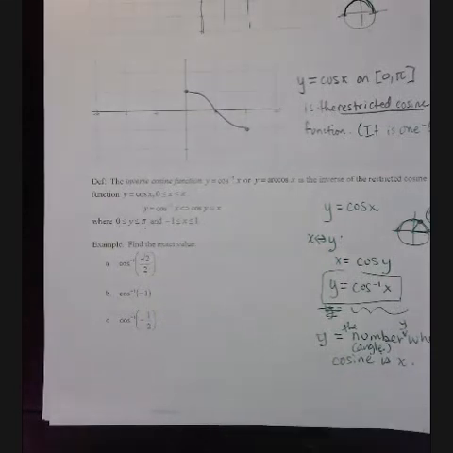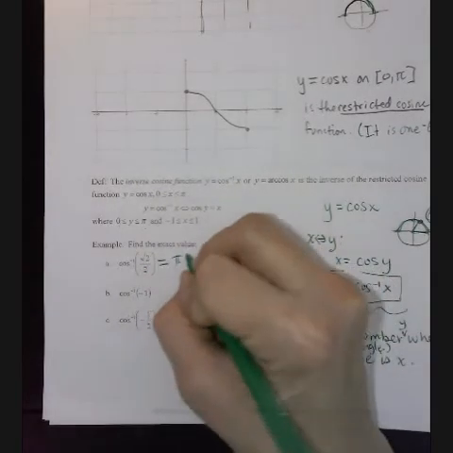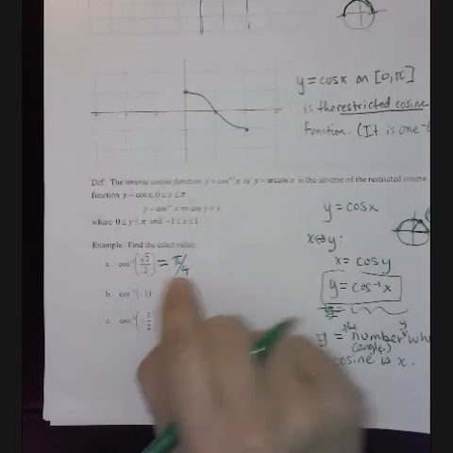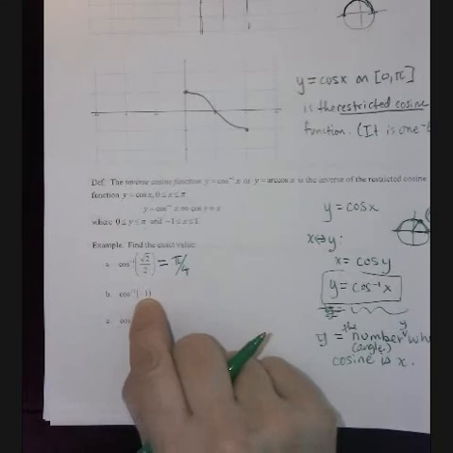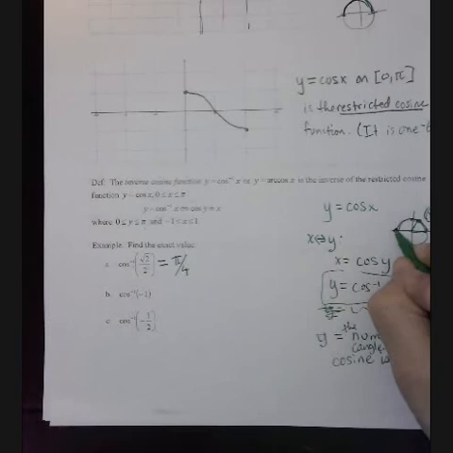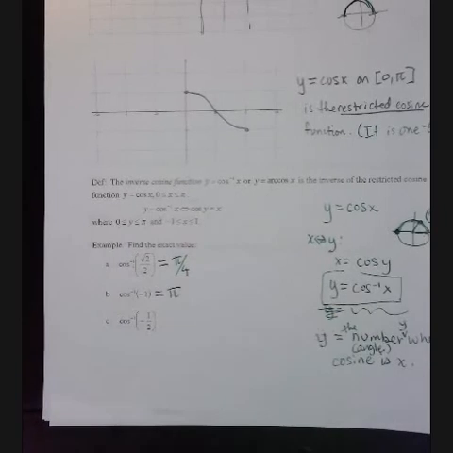So cosine inverse the square root of 2 over 2 is equal to pi over 4, because the cosine of pi over 4 is the square root of 2 over 2. Again, pick the number that falls in 0 to pi. Cosine of negative 1, well, cosine is negative 1 over here. The value of x, or input here, I'm talking about the input that would give us this, that falls in 0 to pi, is pi. And that's actually y here, right?